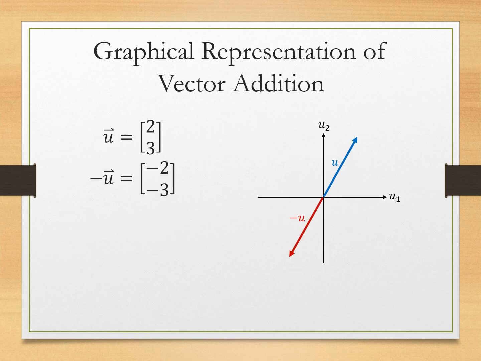Here's another example. Let's say you have a vector and you add it to the negative counterpart of itself. So you have 2, 3 plus -2, -3. Then the result will be 0, 0, because if you join the two vectors head to tail, you would just go back to the origin, 0, 0. So that's the graphical representation of vector addition.